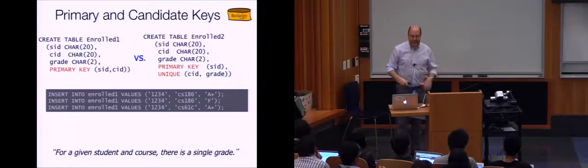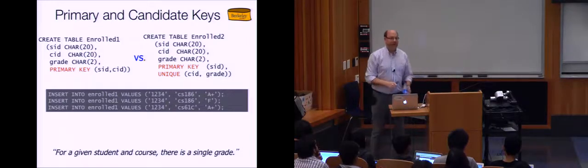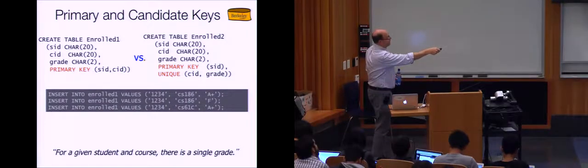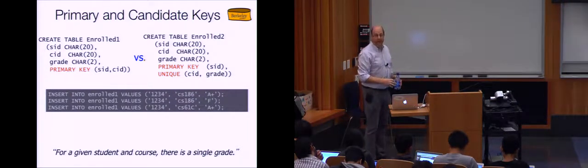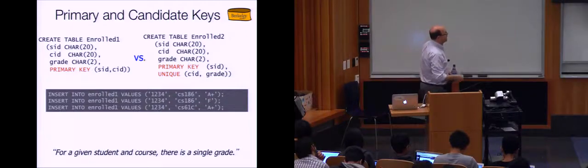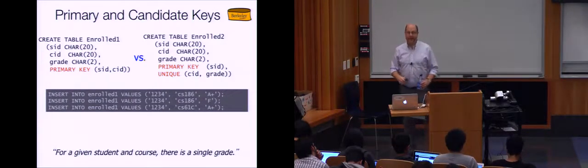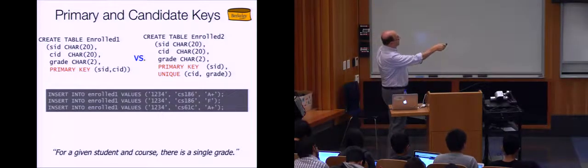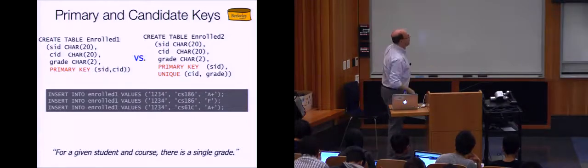Is that insert going to be allowed? Not in enrolled one, because enrolled one says the combination of SID and CID has to be unique, and you can see that these two have the same value for SID, CID. So in enrolled one, you're not allowed to do that. But if student 1234 takes another course, say 61C, they kind of went backwards here, but they got an A+. That one's allowed. That's what's happening with these inserts in enrolled one.